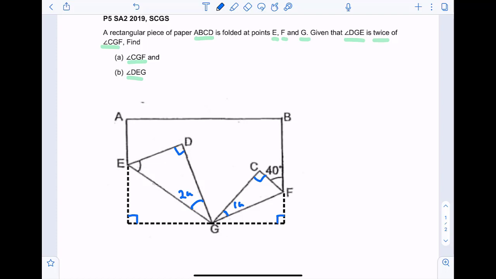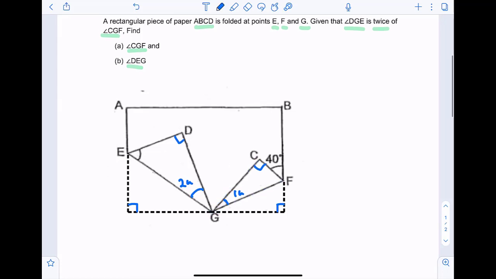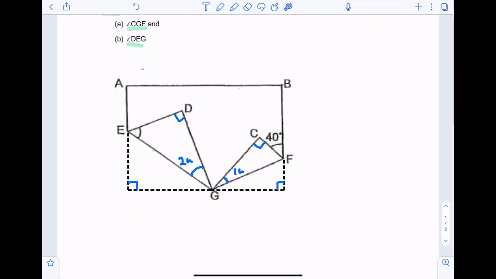Now how do we find angle CGF? That's the first question. CGF is over here. To do that, it will be helpful if we get this right angle, because once we get that, we can use this right angle triangle, and we take 180 minus 90 minus that right angle, we can find CGF already.